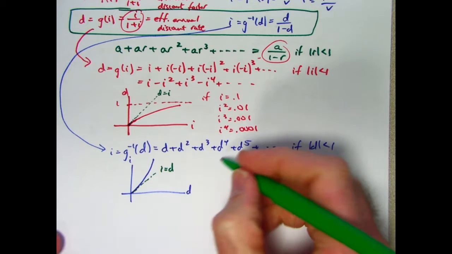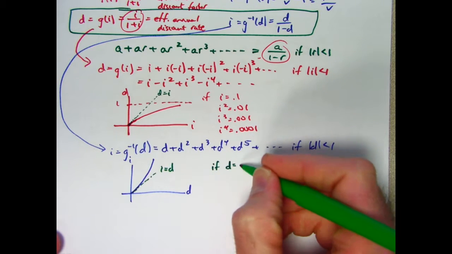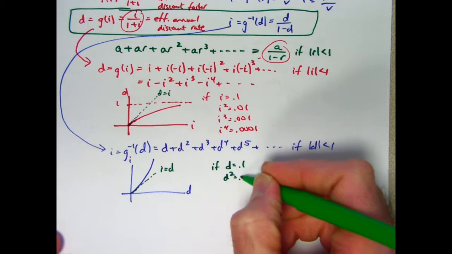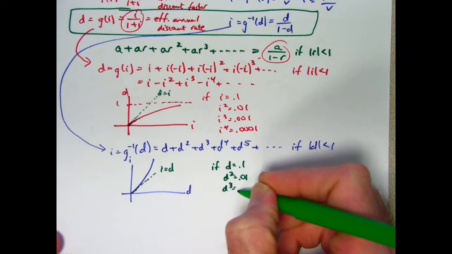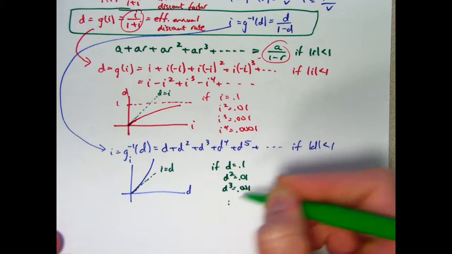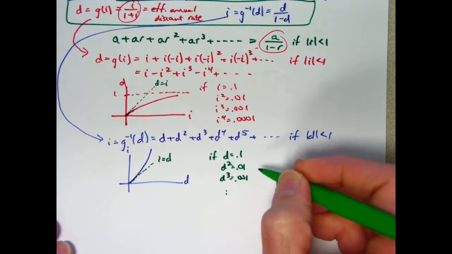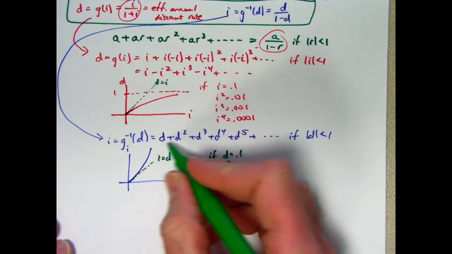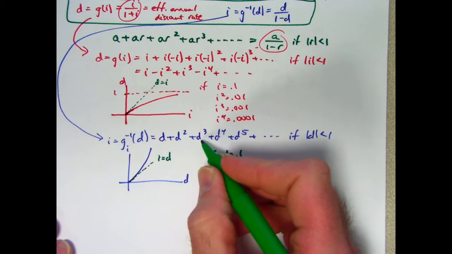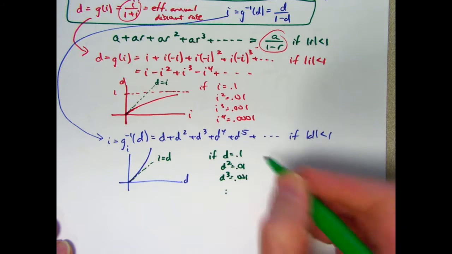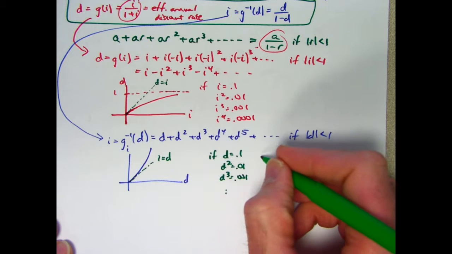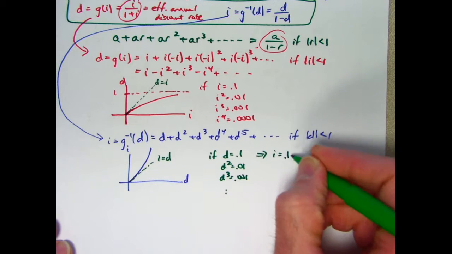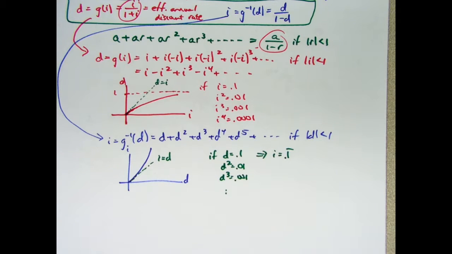If d is 0.1, so that d squared is 0.01 and d cubed is 0.001, etc., you could use this to approximate i. It's going to be a bit bigger than d. For example, if d is 0.1, you'll get 0.1 plus 0.01 plus 0.001. It looks like if d is 0.1, i is 0.1 repeating based on this.